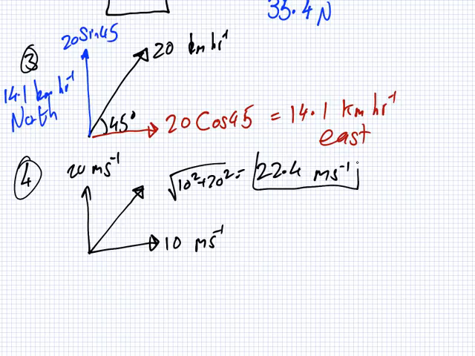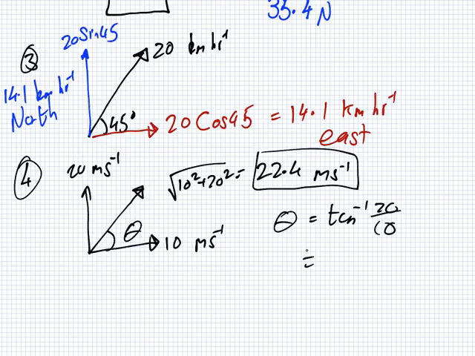That's the magnitude. And then the angle here, we'll call it theta. Theta is tan inverse 20 over 10. 63.4. And inverse.